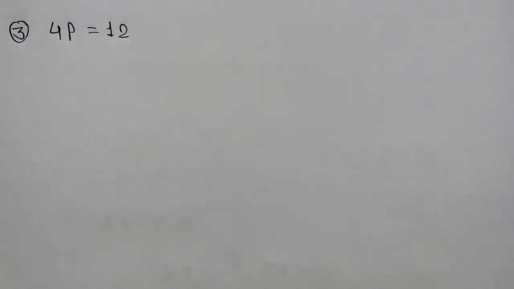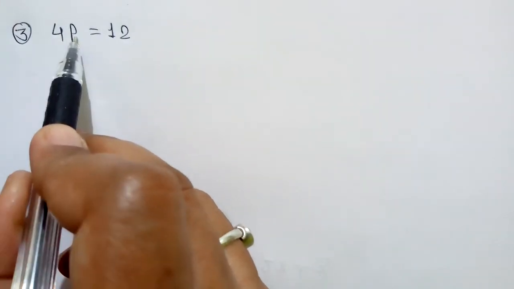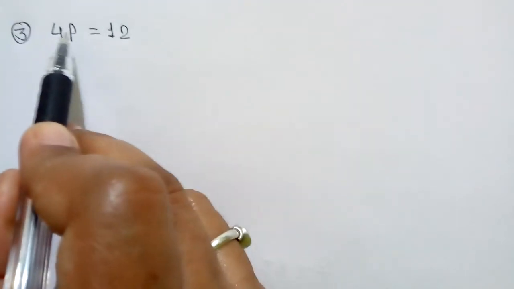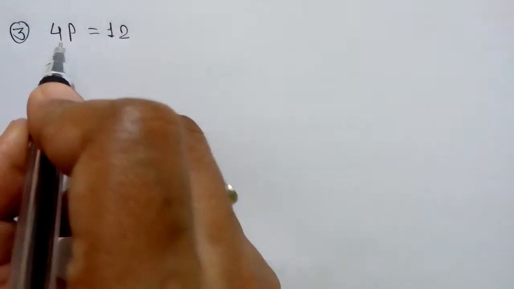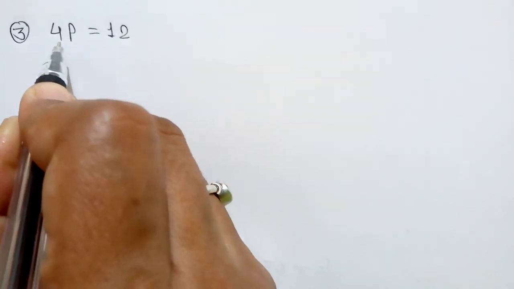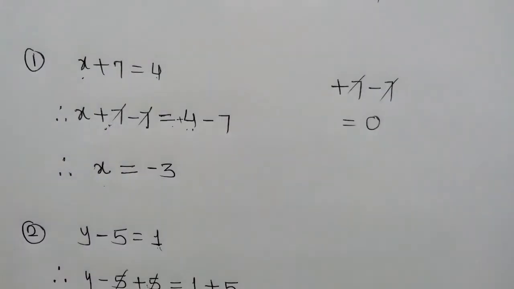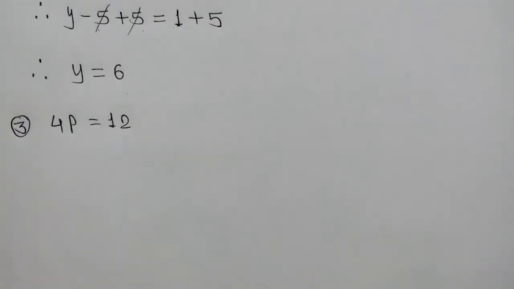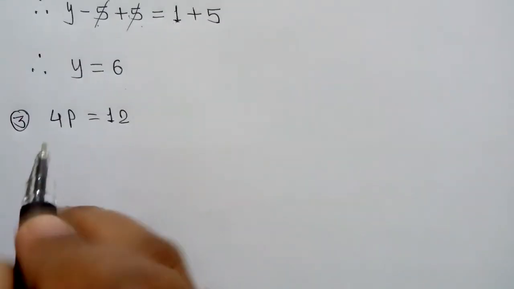Now here one more equation is 4p is equal to 12. Here 4p means this p is multiplied by this 4. So between this 4 and p a multiplication sign is there. So we have to remove this 4 which is with p. While removing, when doing addition or subtraction, if there is minus we have done plus. If plus is there, we have done minus. So if multiplication is there, we have to divide. So we will divide both sides by 4.